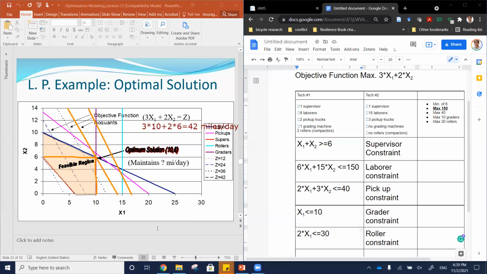So your answer to this optimization problem is that the maximum amount of road that you can maintain is 42 miles, by using 10 units of technology 1 and 6 units of technology 2, and still being able to meet all your constraints. Any questions about this?